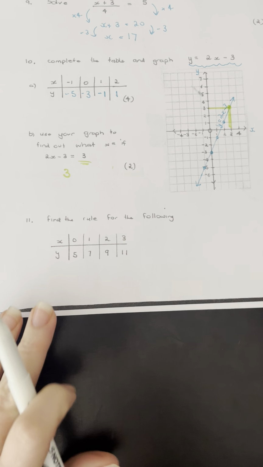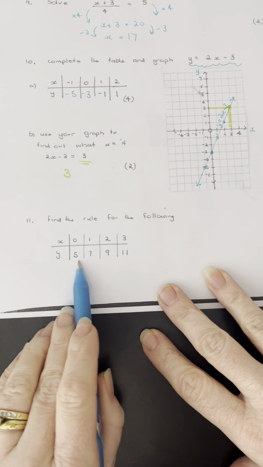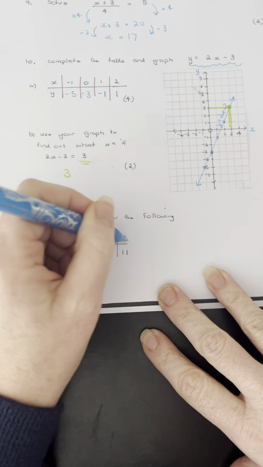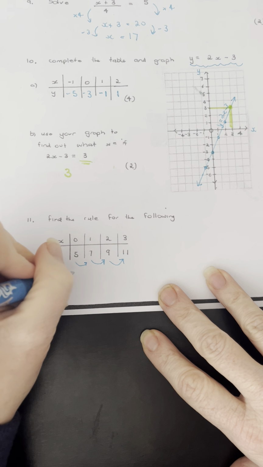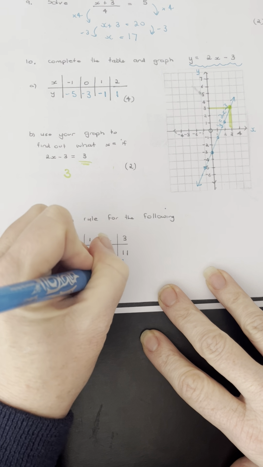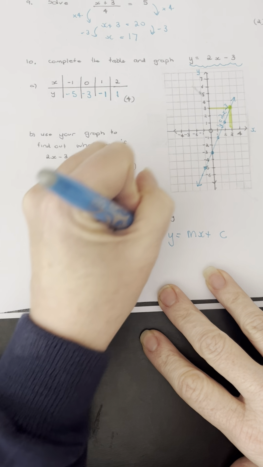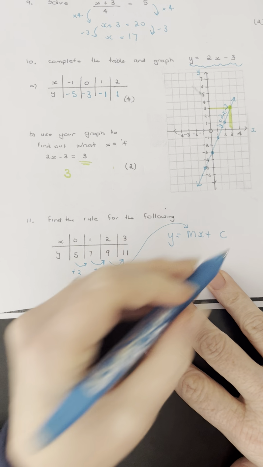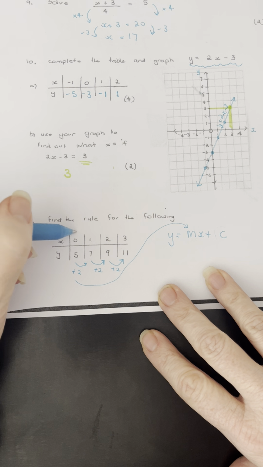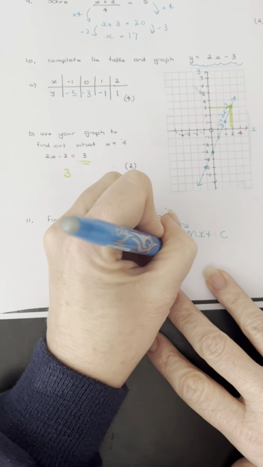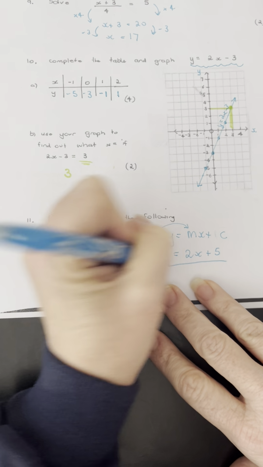Now the last one says find the rule for the following, and we've got a table of values. First I'm going to look at what is happening as I go up in 1, what's happening to these y values. And they are each going up by 2. So I know in my y equals mx plus c, my m is going to be 2. Then I need my c. Now my c value is my y-intercept, or when x equals 0. And that's it here, and it has a 5. So I know that my rule for this one will be 2x plus 5 as my equation.